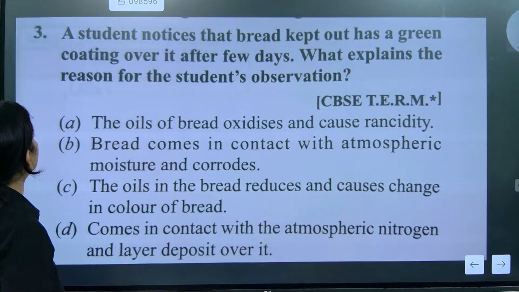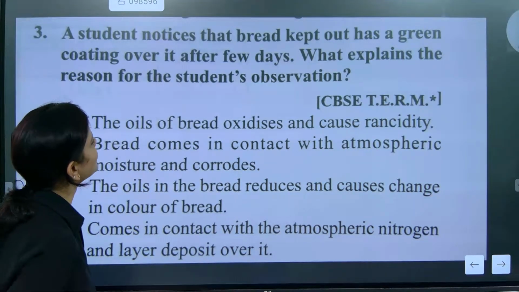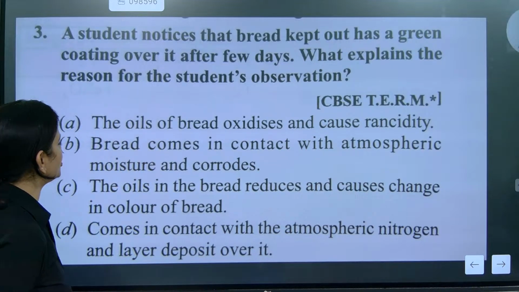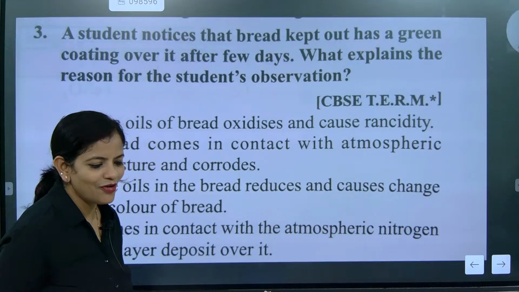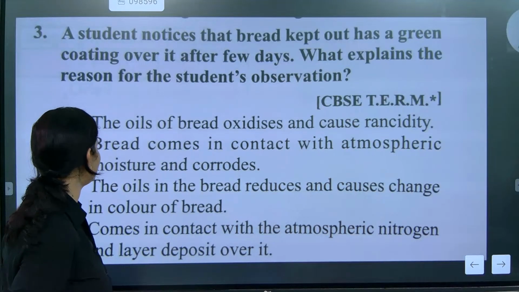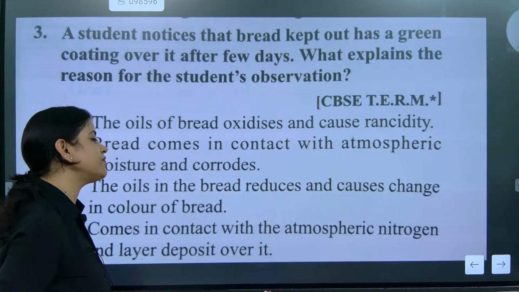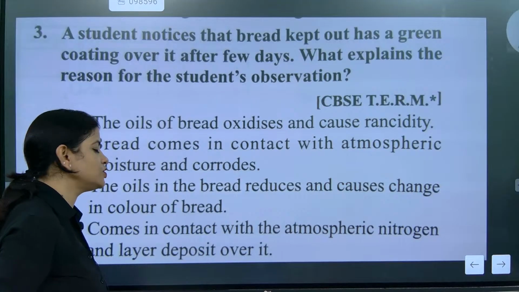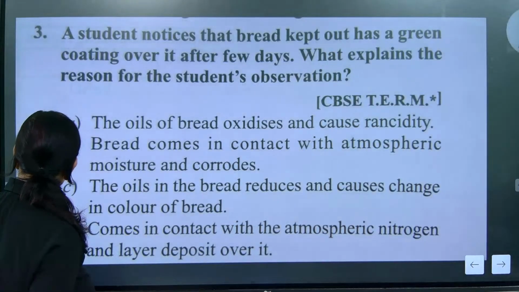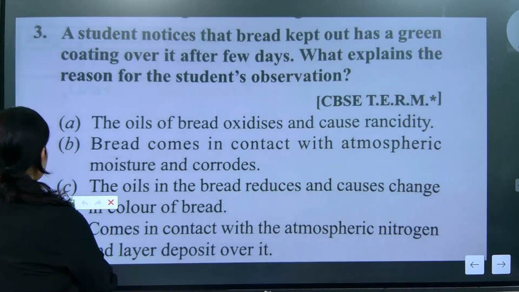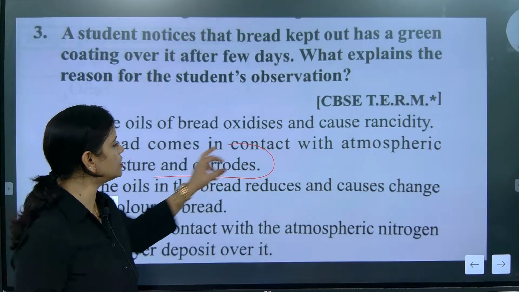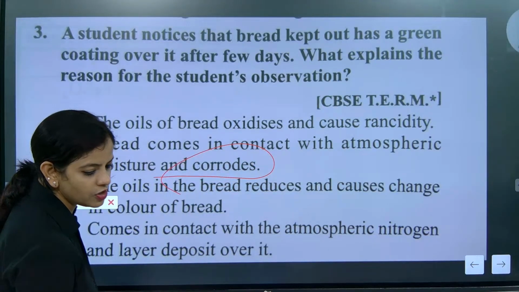The oil of bread oxidizes and causes rancidity. Bread comes in contact with atmospheric moisture and corrosion of bread. The oil in the bread reduces and causes change in color of bread. It comes in contact with atmospheric nitrogen and a layer deposits over it. Definitely these two answers are nonsense answers which we cannot expect to be the answer. So this and this is gone. Let's see. Corrosion is not the case. It's not possible.